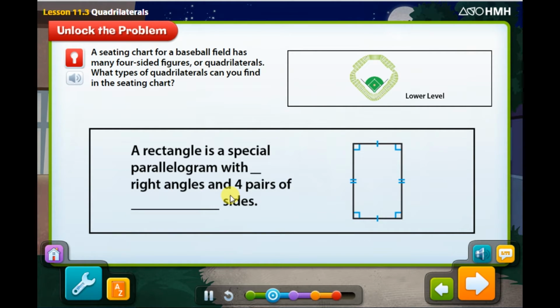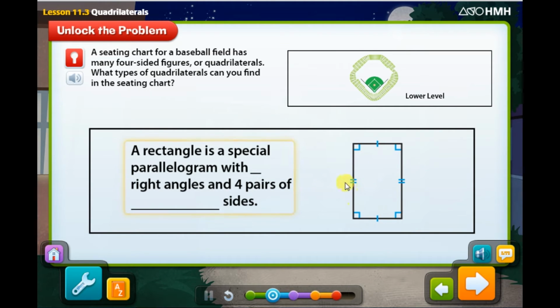Now let's look at a rectangle. Okay, rectangle, every opposite side is parallel and congruent. And it has how many right angles? It has four right angles. So let's complete the sentence. A rectangle is a special parallelogram with how many right angles? Four right angles and four pairs of what sides? Can we say four congruent sides? Are they all equal in length? No.